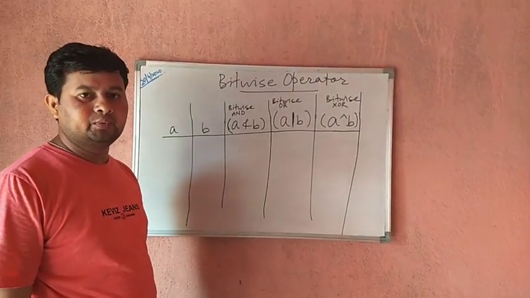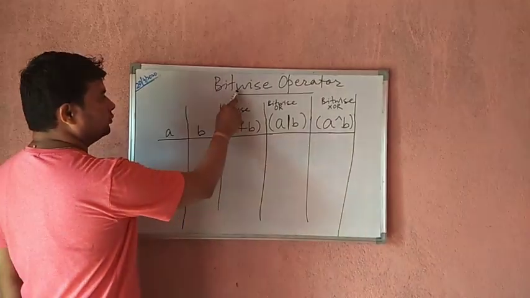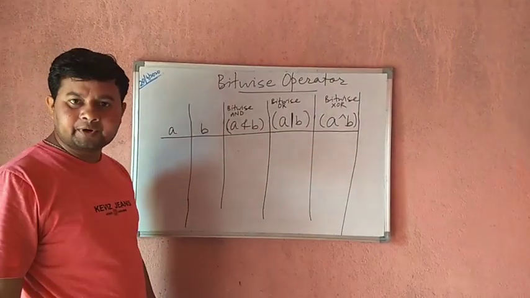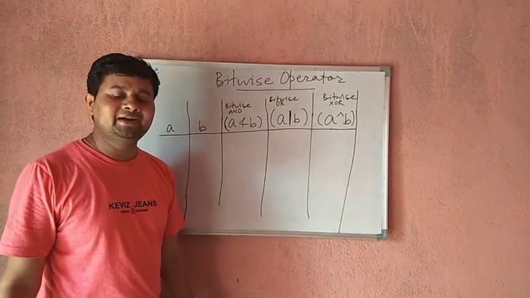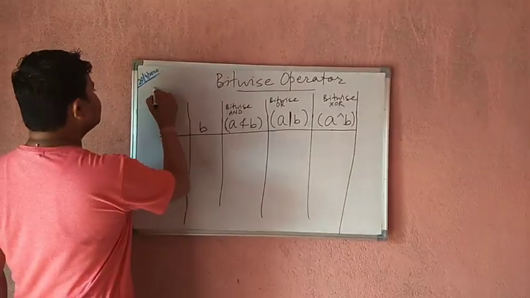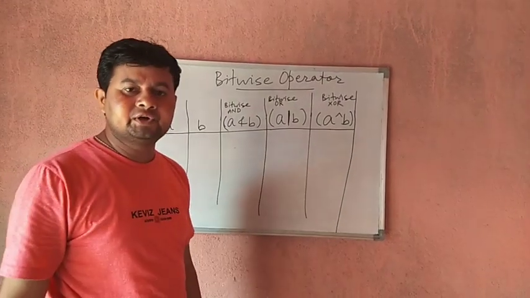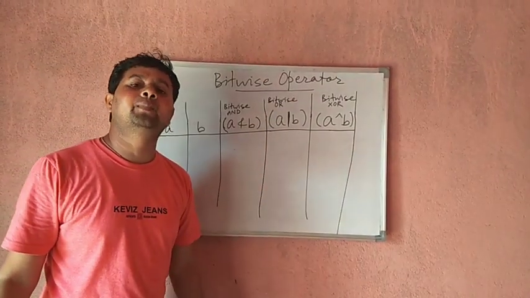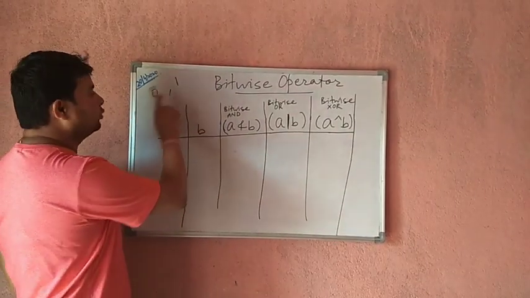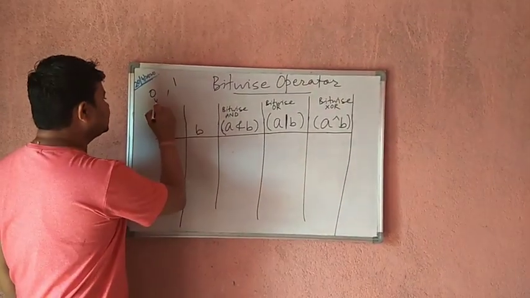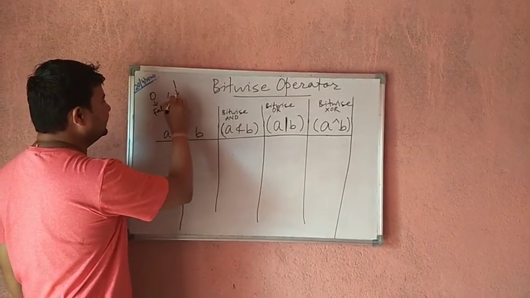We had left this bitwise operator, and we are continuing with it. So what are bitwise operators? Bitwise operators always work at the bit level. Bit means 0 and 1. Bit is the short form of binary digit, and we have only two binary digits, 0 and 1. This 0 indicates false and this 1 indicates true.